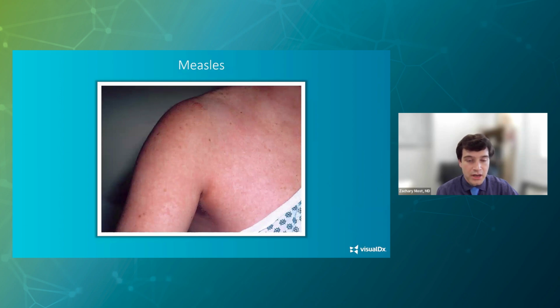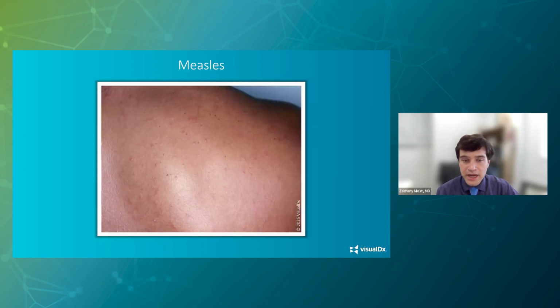Here is a rash on a patient's chest and upper extremity. And again, you can see really diffuse erythematous macular lesions that are coalescing into larger splotchy lesions. This is a measles rash on the patient's back.